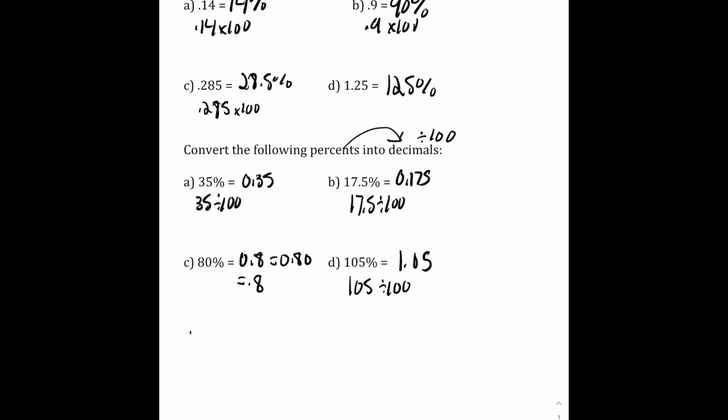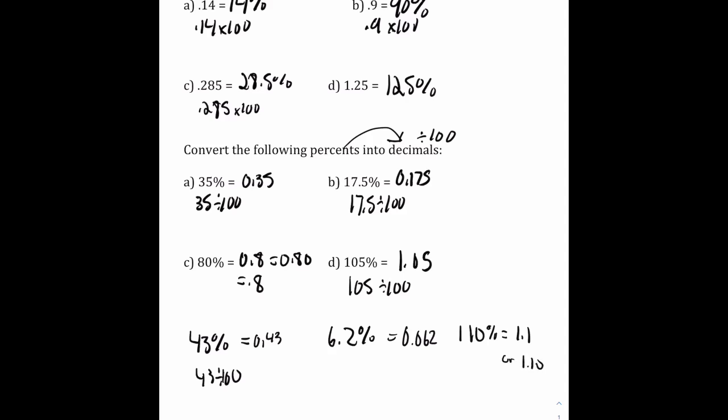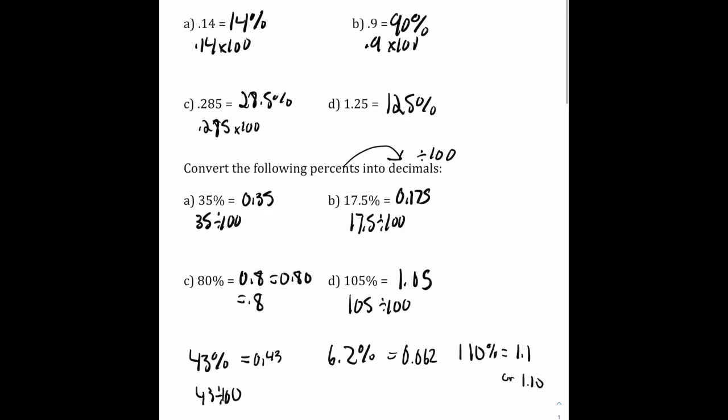So what you do is convert 43% to a decimal. I want you to convert 6.2% to a decimal, and I want you to convert 110% to a decimal. Go ahead, pause the video, and try that. Alright, percent to a decimal, 43 divided by 100. You should get 0.43. 6.2%, you should get 0.062, and 110%, you should get 1.1, or 1.10. And there we go. That's our bell ringer today, just like normal.